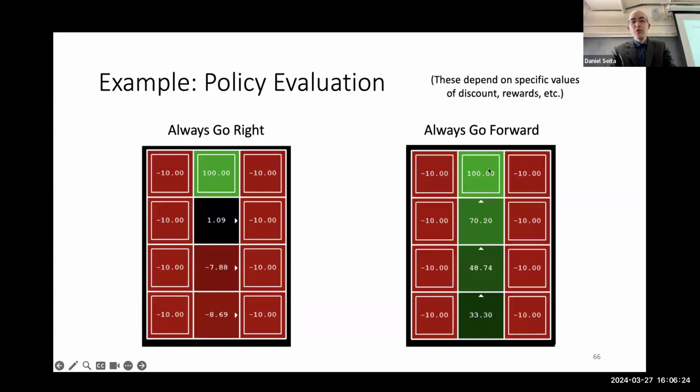Yeah, then you get 100 and 100. The value here is like 70, 48, 33, which kind of makes sense: for most reasonable values of noise and discount, the further you are from the success state, the lower your value is. And it also makes sense that the numbers here are much smaller, like you have 1 versus 1.09 versus 70.2. Sure, that seems reasonable to me.